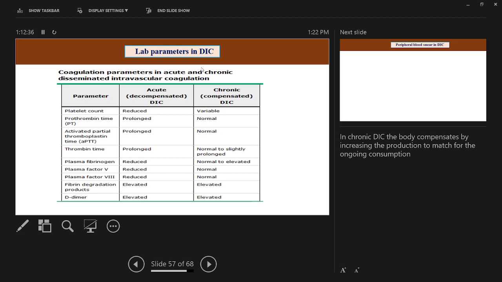In chronic compensated DIC, the most important thing is that the coagulation markers are normal, whereas hyperfibrinolysis markers can be elevated. So this is the contrast. This is because the liver is able to compensate for the coagulation factors that are consumed in the hypercoagulation.